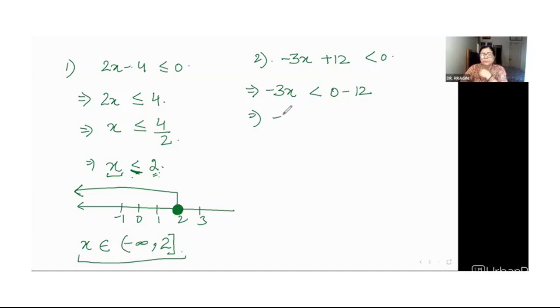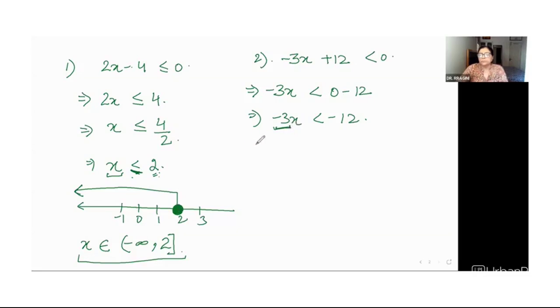Now, negative 3x is less than negative 12. Now here comes a point. This is the most important rule you have to learn. When we have a negative coefficient of x, that means x is getting multiplied with a negative number. When we take this negative number to the other side, you have to follow one rule. Instead of taking it to that side, first of all, you have to change the sign of this number. That means you have to make it positive.